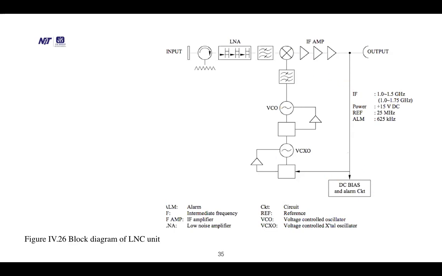From the point of view of electronics engineering, we know why we use this feedback mechanism: to stabilize this portion so that the output should be stable. And this is the alarm circuit. We are not going into detail on the voltage controlled oscillator and everything. It is the circuitry part, which we have already studied in basic electronics.